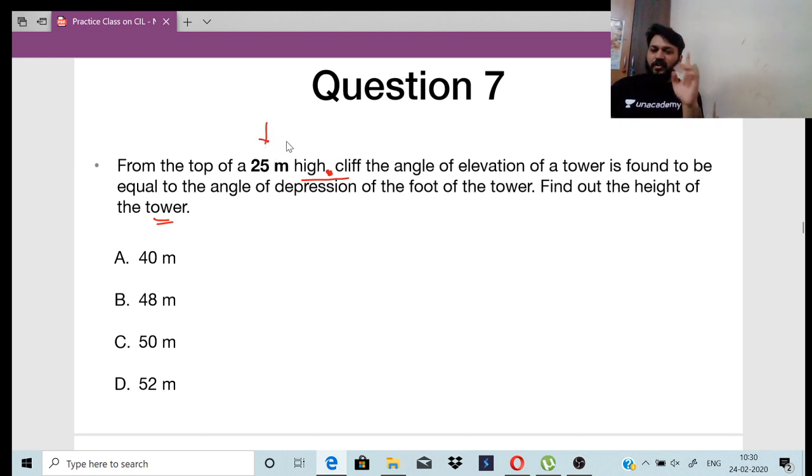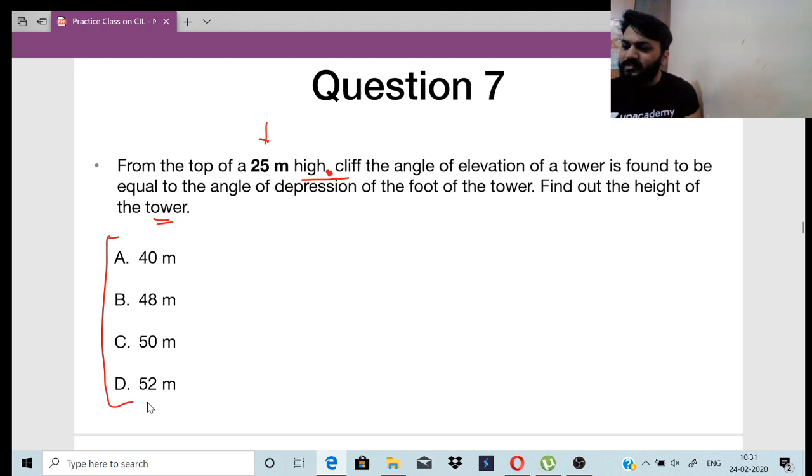From the top of a 25-meter high cliff, the angle of elevation of a tower is found to be equal to the angle of depression. ठीक है, तो find out the height of the tower. Height of the tower कितना होगा बताओ, right? Solve the question, then I'll give you guys the diagram.